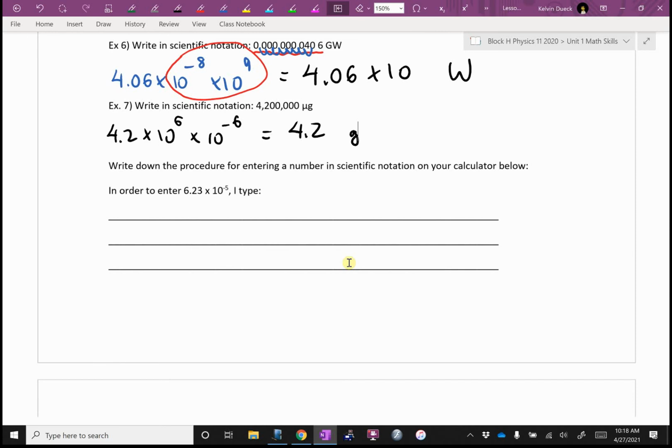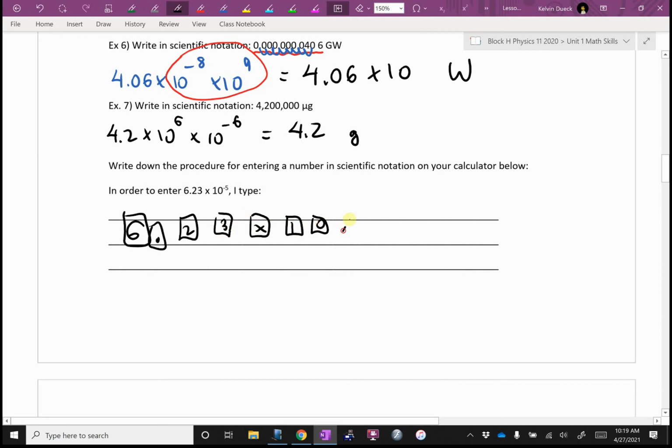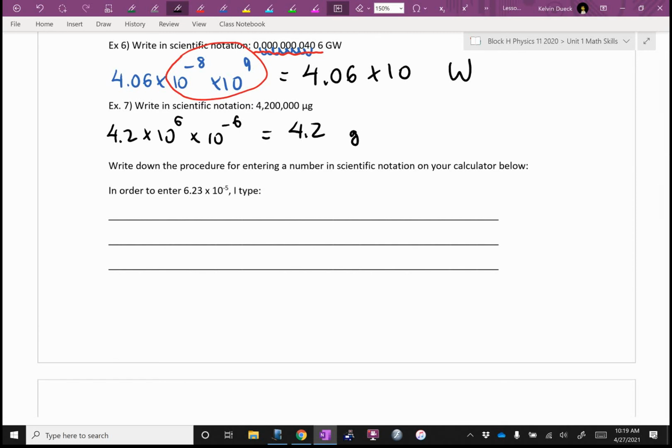Here is what none of you are going to do on your calculator. And if you do it this way, I will get on you for this. If you wanted to type 6.23 times 10 to negative 5, don't write this down. None of you will type 6 decimal 2 3 times sign 1 0 exponent button negative 5. You will not. Instead, you all have a designated scientific notation button, and that button contains the times sign, the 10, and the to the power of.